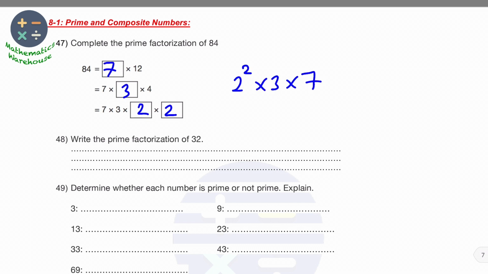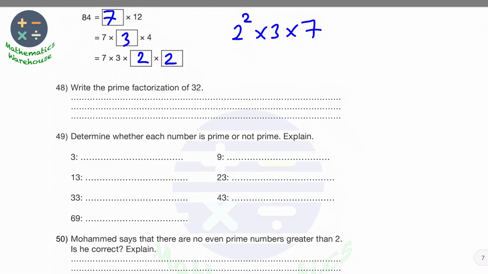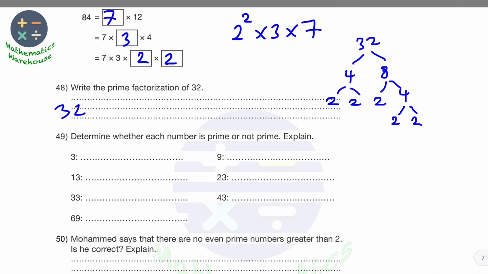Next question. Write the prime factorization of 32. As we know, 32 is 4 times 8. 4 is 2 times 2 and 8 is 2 times 4. Still 4 is not prime, so we can factorize it as 2 times 2. So now 32 equals 2 times 2 times 2 times 2 times 2, 5 times, or we can say it's 2 to the power 5.